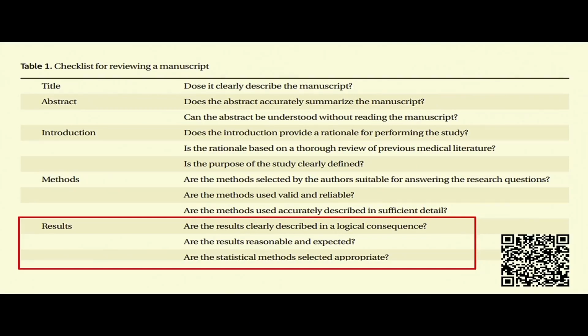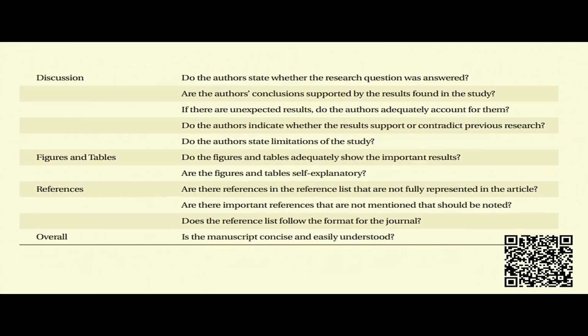Okay, results, are they clearly described in a logical sequence? Are the results reasonable, expected, and are the statistical methods selected appropriate? So all of these things, again, you're going over as a reviewer. Dr. Bateman talked about them as an author, but you're just looking to see that they're there. Figures and tables are important.